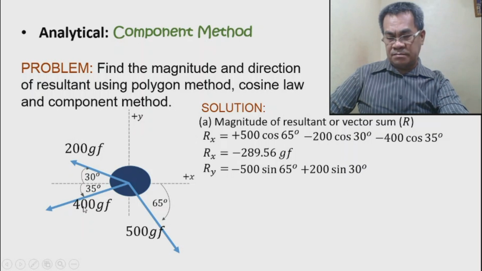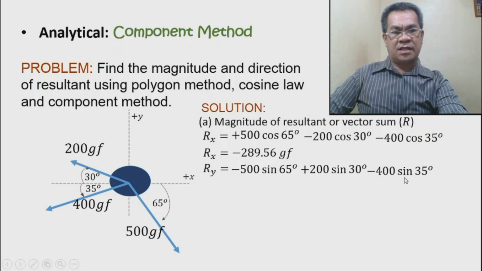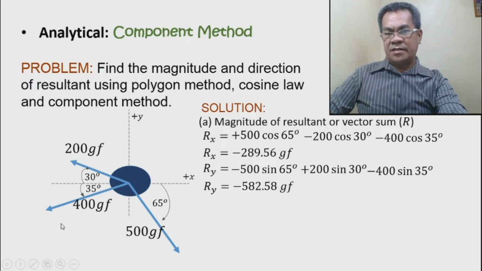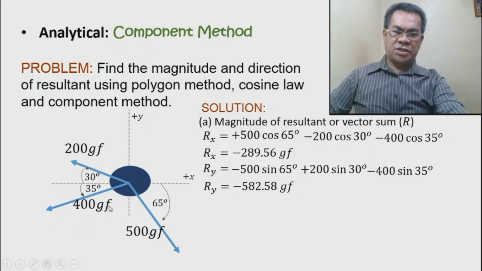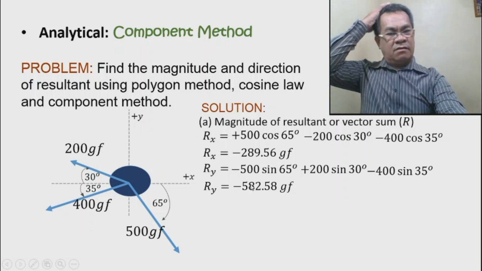Now what about 400? This is located in the third quadrant. All components are negative, so this is also negative. But take note, this is cosine and this is sine. Calculate, and the answer is negative. What does it mean? The R is downward. So the resultant is in quadrant 3. We are now very sure it is located in quadrant 3 because of this sign. Be careful with the algebraic sign, because it gives us the direction of R.